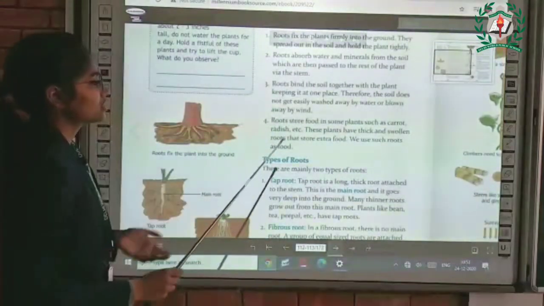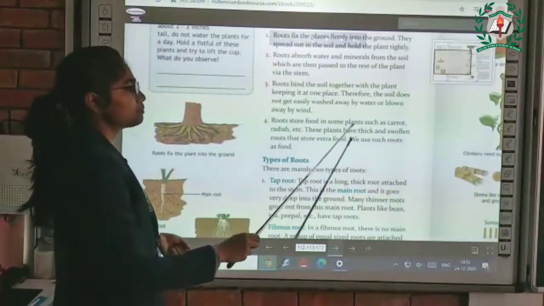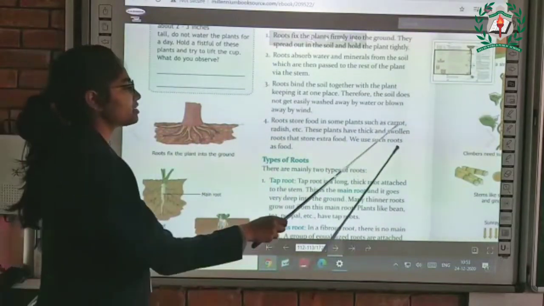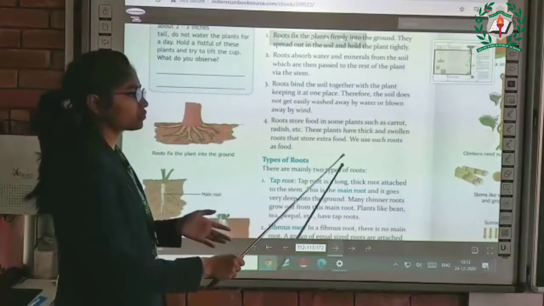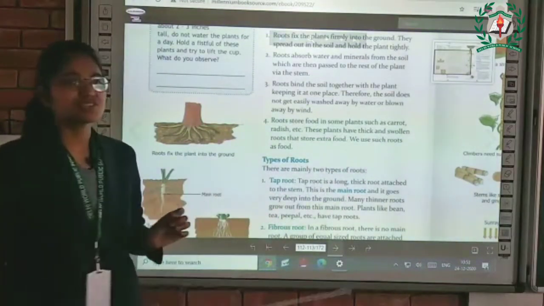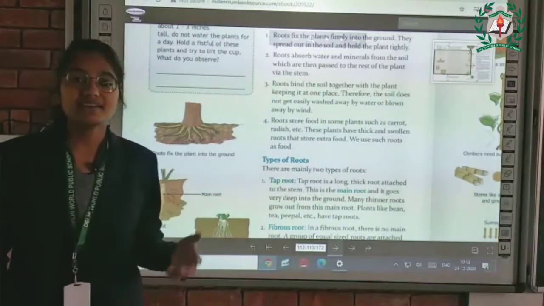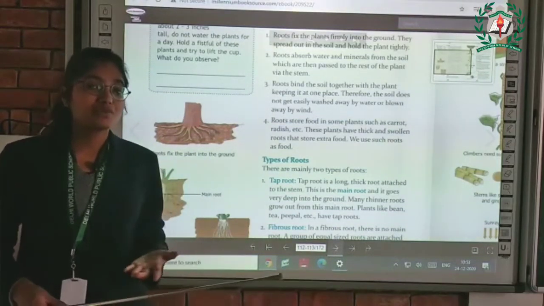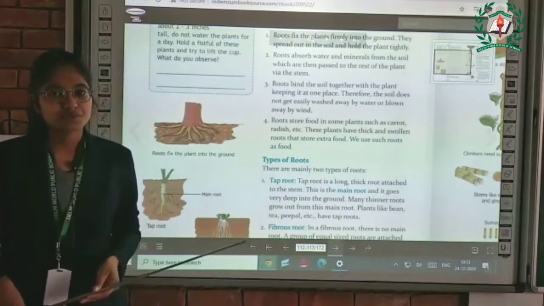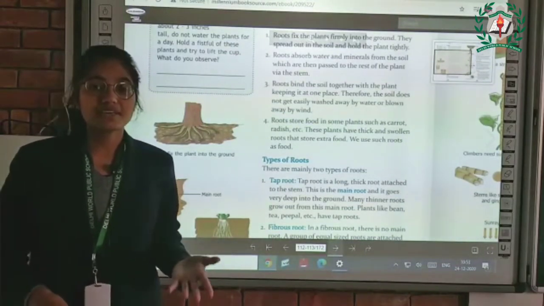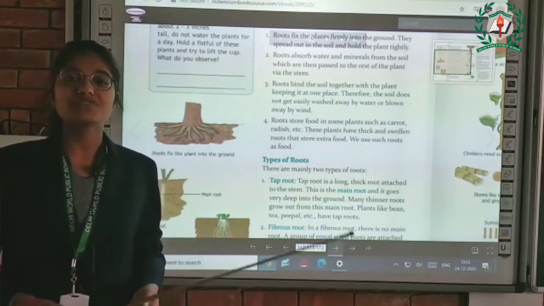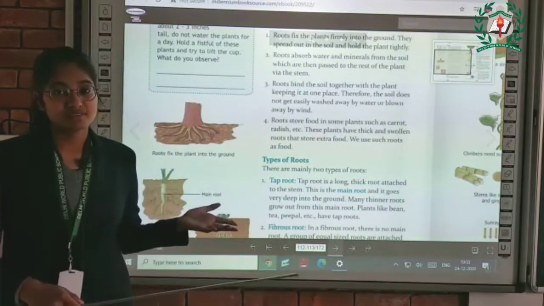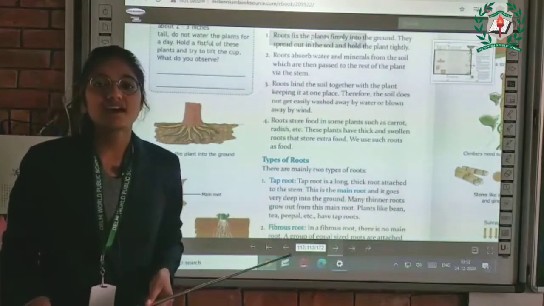The fourth function is, roots store food in some plants such as carrot, radish, etc. These plants have thick and swollen roots that store extra food. We use such roots as food. If we have seen carrot, radish, potato, ginger, these are parts of plants which remain under the ground. And these are swollen because they store food in the form of starch in them. So we use these roots as our food.